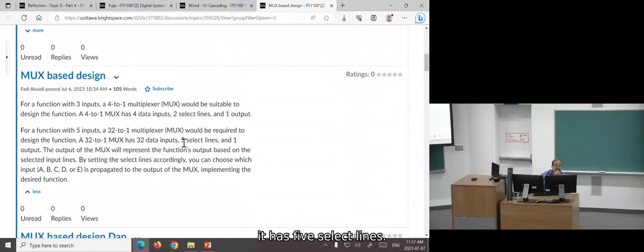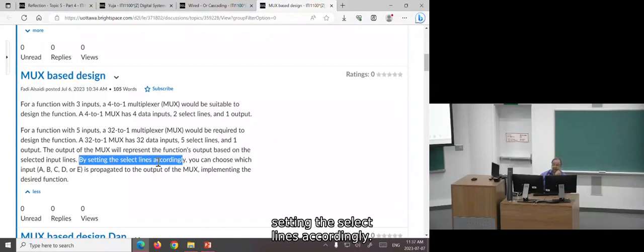We need four. And one of the inputs of the mux will represent the function output based on the selected input lines. By setting the select lines, okay, you are writing here correctly, but you put more inputs. By setting the select lines accordingly, we use four select lines, and for each select case, we use the real. We will solve another example today. Okay, very good, Fadi. Perfect.